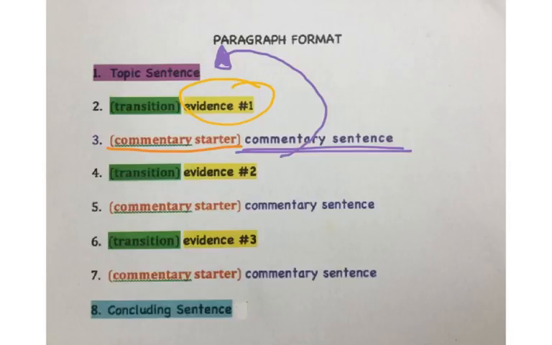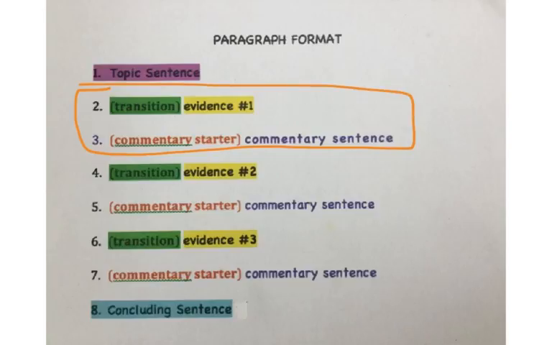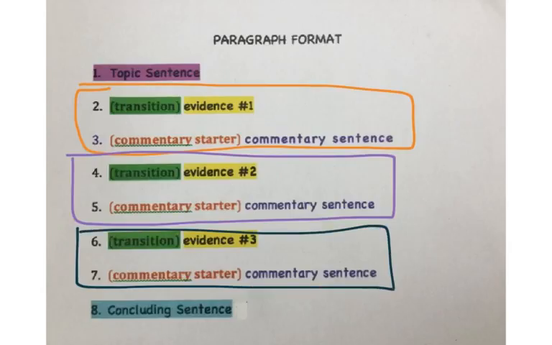I'm going to show you several example paragraphs so you'll get an idea of what we're looking for later on. And then the great thing about this paragraph format is that the next 4 sentences are just a repetition. So check this out. Sentences 2 and 3 go together because they deal with the same piece of text evidence. Sentences 4 and 5 go together. And sentences 6 and 7 also go together.